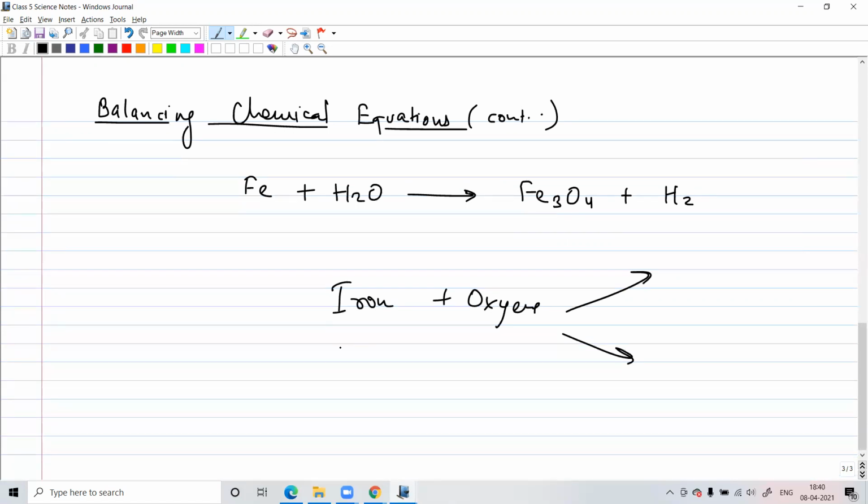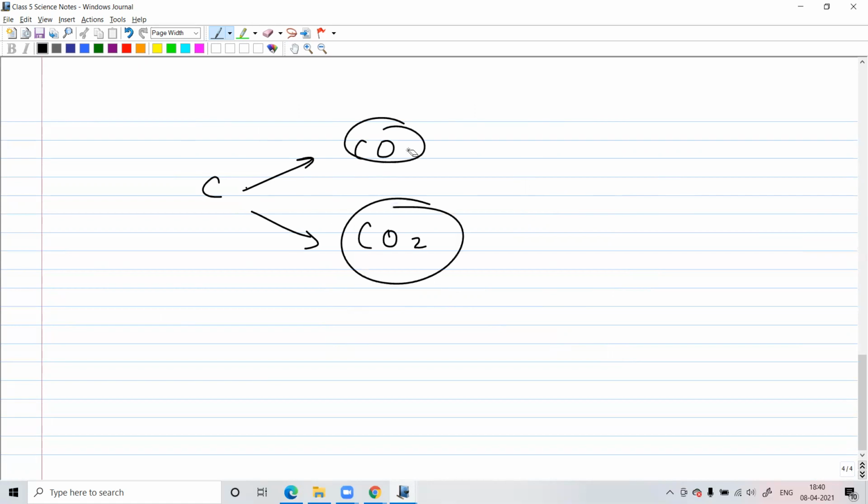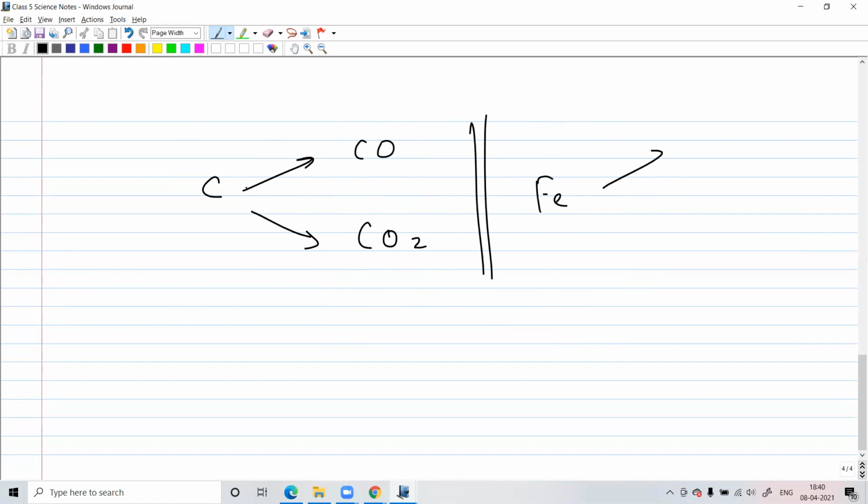Before going into iron, which is a little complicated, let me give you an example of carbon itself. You know that carbon, when it combines with oxygen, can make two kinds of oxides. Anyone knows what kind of oxides carbon makes? Carbon dioxide and carbon monoxide. Very good. So both kinds of oxides are possible. Same way for iron also. Iron, when it combines with oxygen, can make two kinds of oxides.